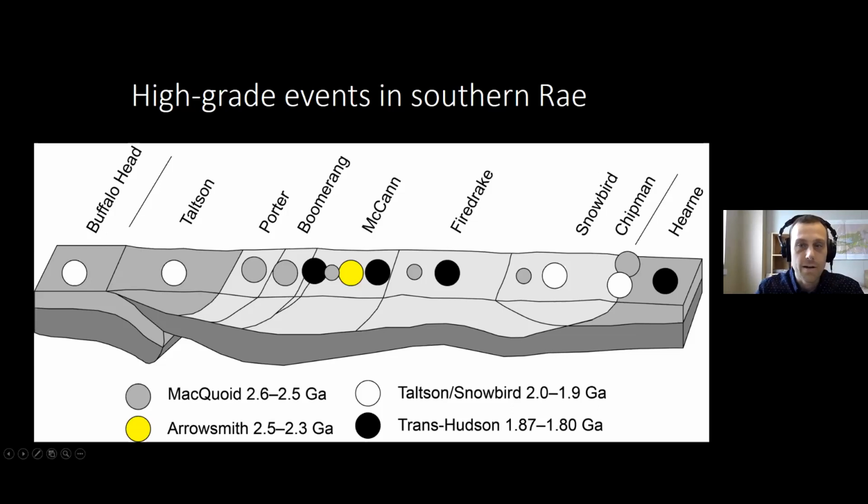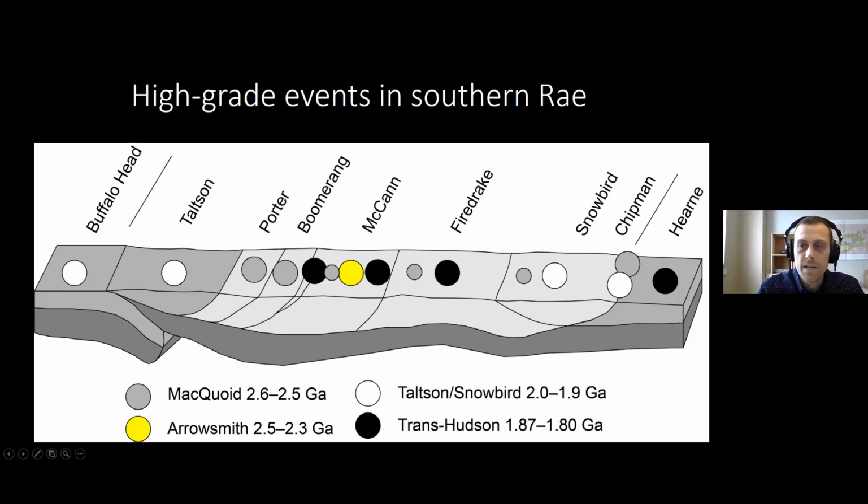The first being, I'm going to call it the Arrowsmith orogenesis, that roughly, this is the Neoarchean or Archean event, roughly falls between the time frame of 2.6 to 2.5 billion years old. This is represented by gray circles, and you can see it's represented in basically all the domains in the Southern Rae. It's a very widespread event. This is roughly the same type of event that you'd see in most Archaean cratons, a lot of Archaean crust formation and tectonism.